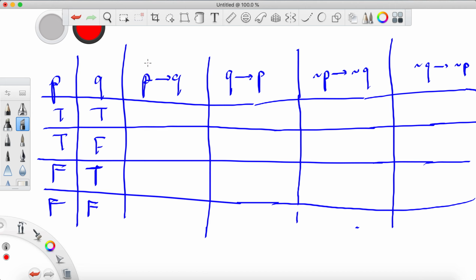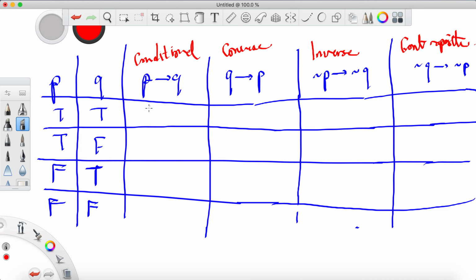This first one is just your standard conditional. We've already discussed it at length. Then you have your converse, and I'll make a comment about that in a second, your inverse, and your contrapositive. So P implies Q is, again, only going to be false when the first part is true and the second part is false.